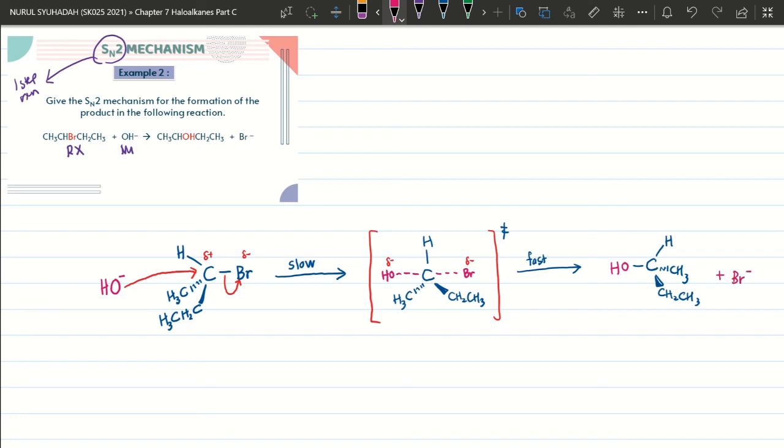So this is what you will do. A one step reaction in which the nucleophile does a backside attack on our haloalkane, and the haloalkane you need to draw in a tetrahedral shape. And it will show here an inverted structure. Inverted, it will be like this.